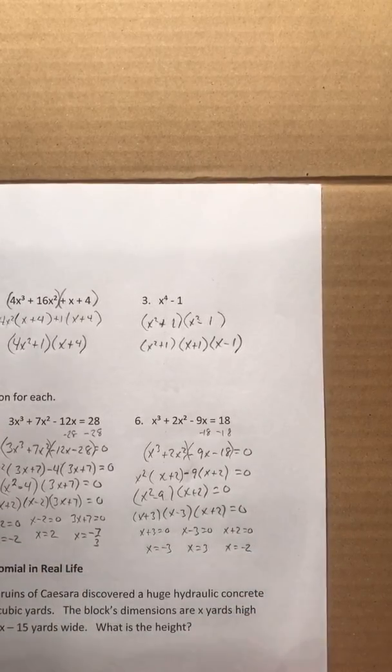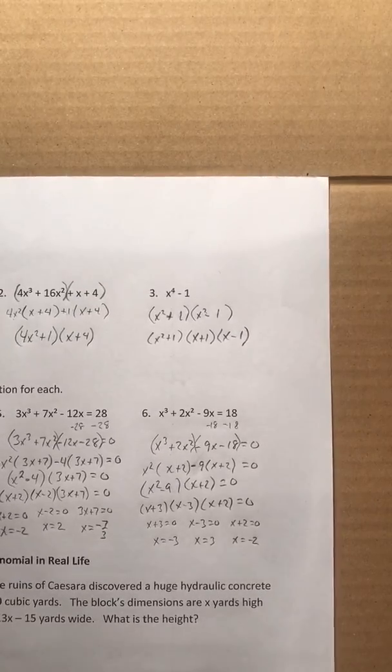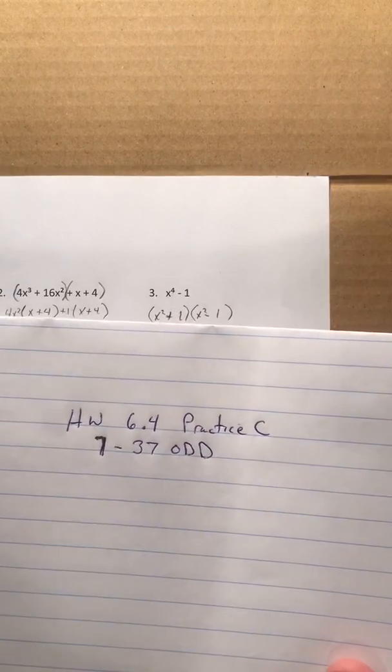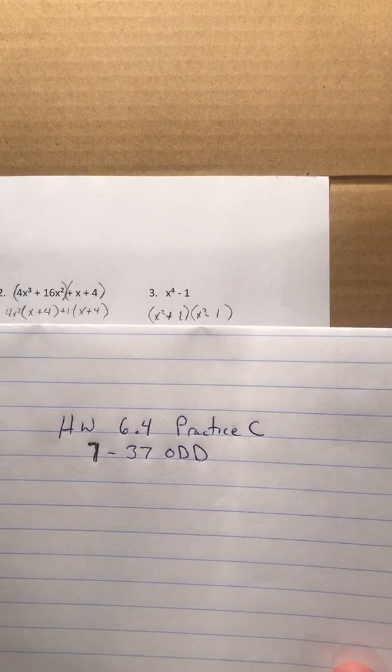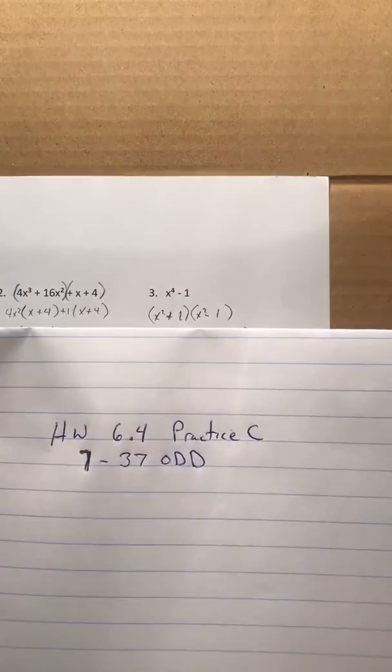And that's it. I'm not going to do the word problem for this. All right. What I do want you to do now is I want you to go to 6.4 practice C worksheet, and what I want you to do is I want you to do 7 through 37 odd. So this is what you're going to do. This homework is a 6.4 practice C 7 to 37 odd for tonight. And that's it.